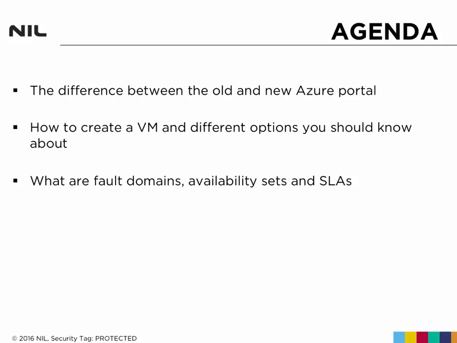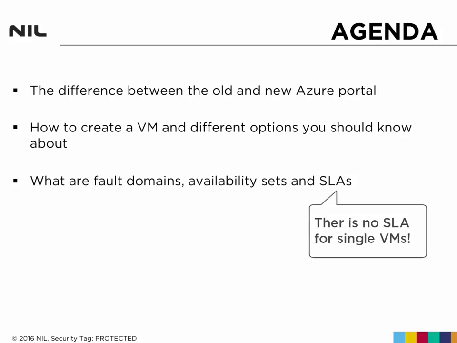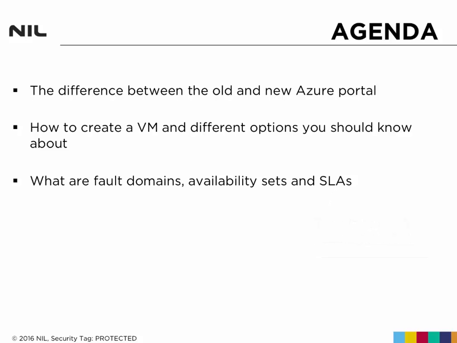Then we will also go deep down into what you have to take care of when you deploy virtual machines in Azure, because if you know a little bit of history, the beginnings of Azure were in platform as a service, not infrastructure as a service. And infrastructure as a service is working very well right now, so they're up to speed with other cloud providers. But you have to be aware that if you need a contract backed by SLA, there is no SLA for single VMs. So that's the reason why we will deep dive a little bit into fault domains, availability sets, and the SLAs.